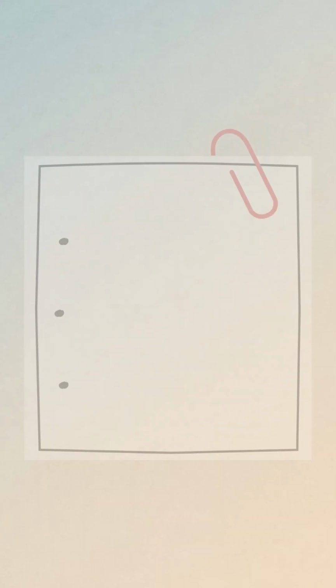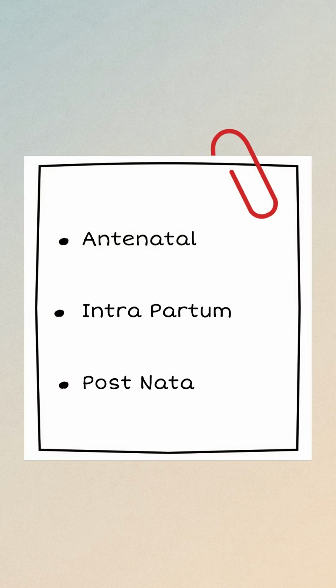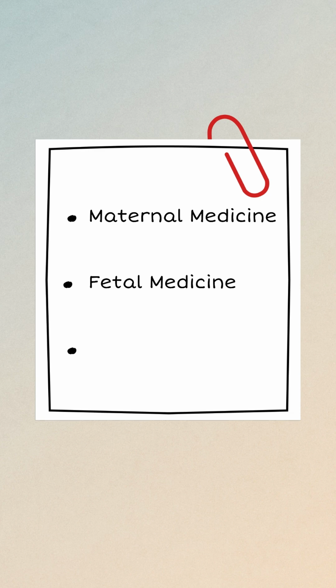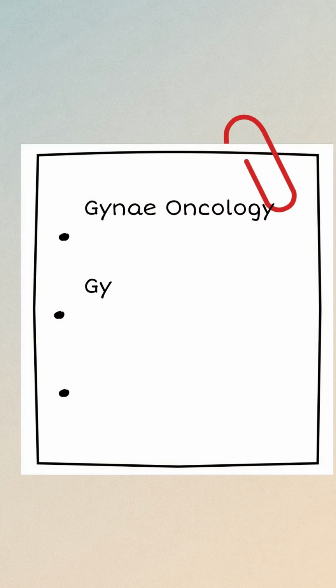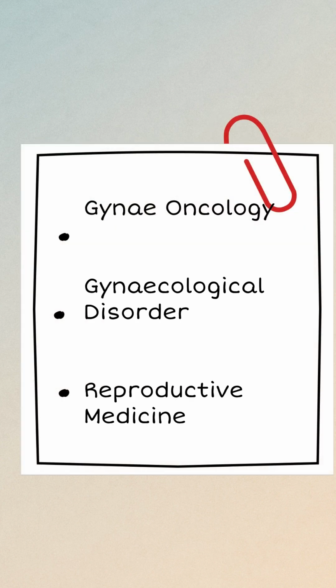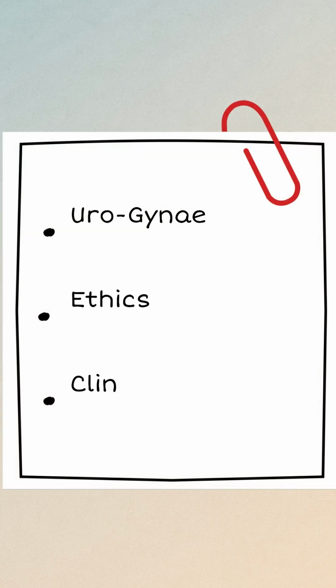What all areas you have to cover in the guidelines are antenatal, intrapartum and postnatal care, maternal medicine, fetal medicine, then there is oncology, gynecological disorders, reproductive medicine and urogynecology, ethics, and then there is clinical governance. So all these areas, they are to be covered, and that too thoroughly. I know it's a long list, but don't worry.